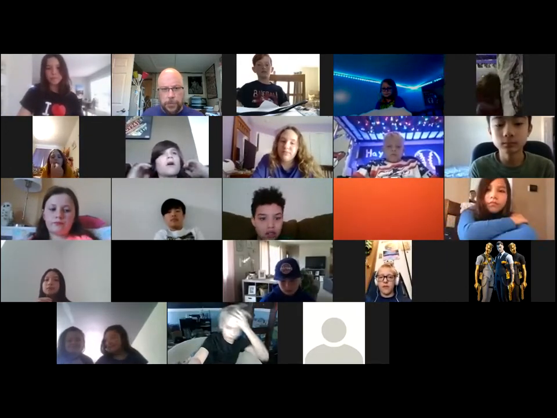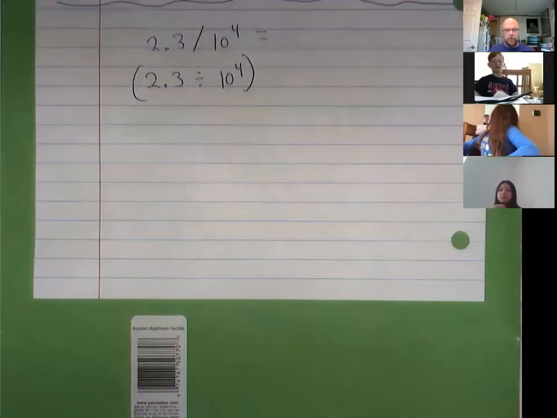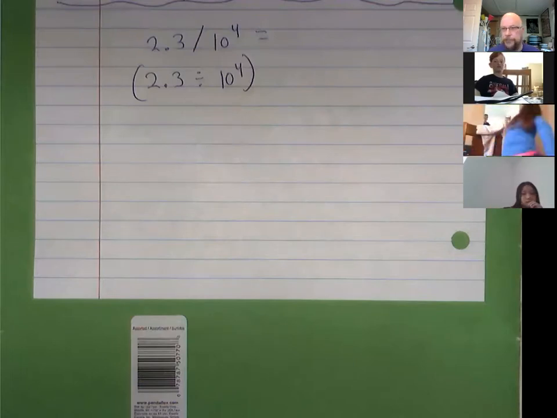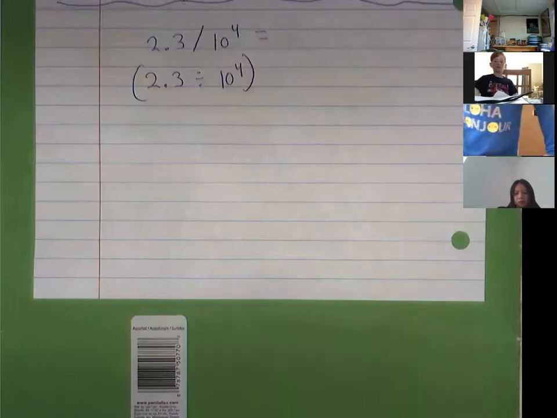My group, we made 10 to the fourth, 10,000, because that's what it equals. And then instead of moving the decimal point to the right, we moved it to the left. Okay, so why did you guys decide to move the decimal to the left? Because then it's going to get smaller and smaller.